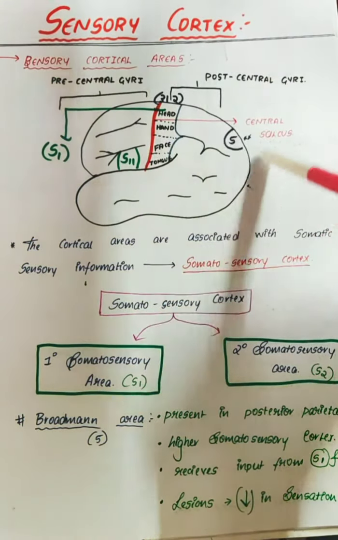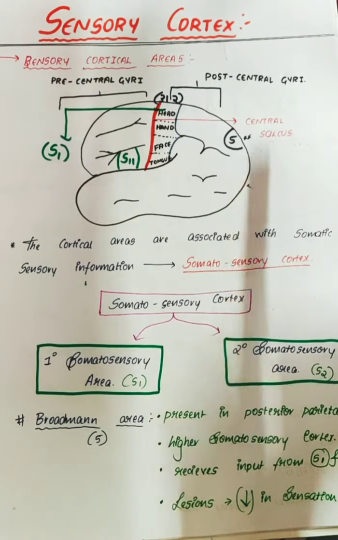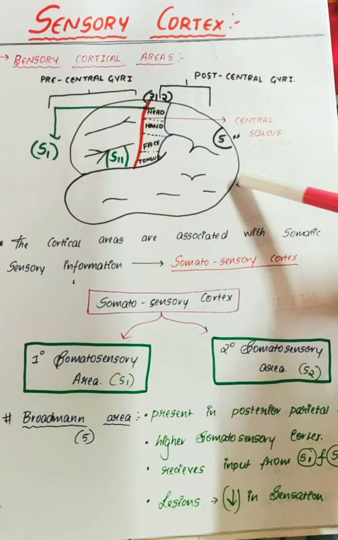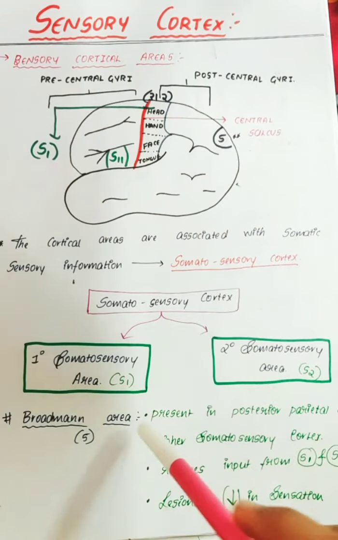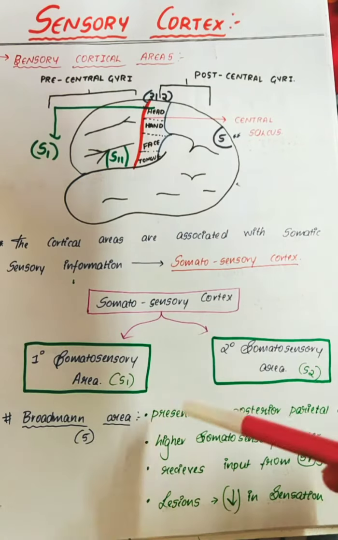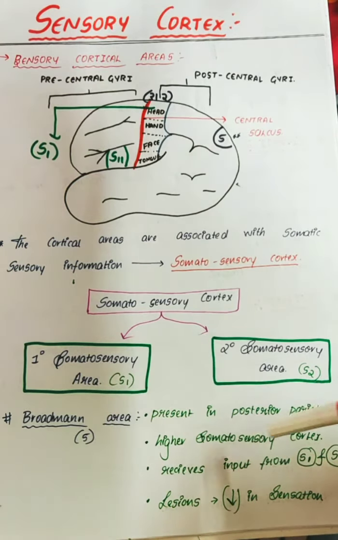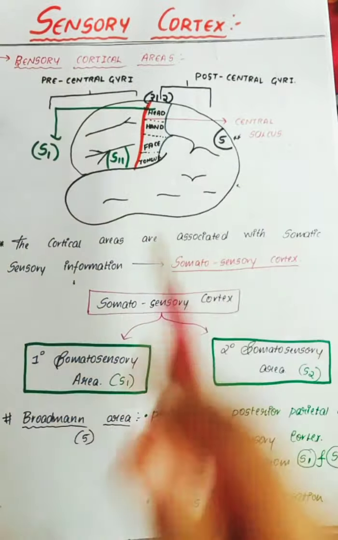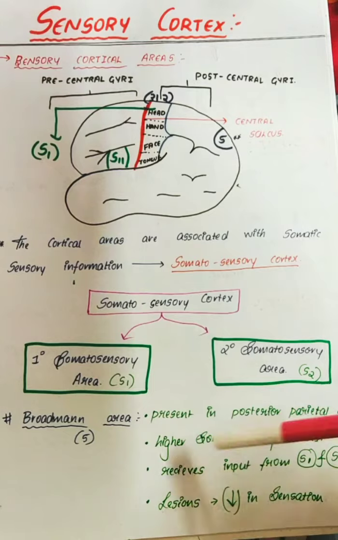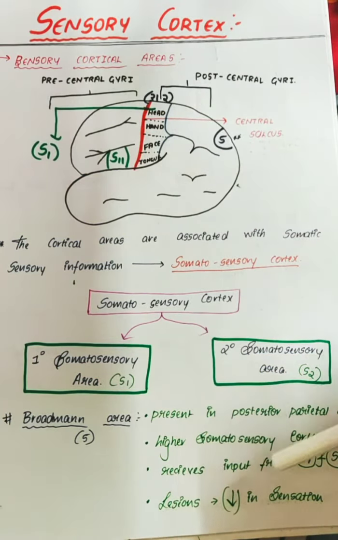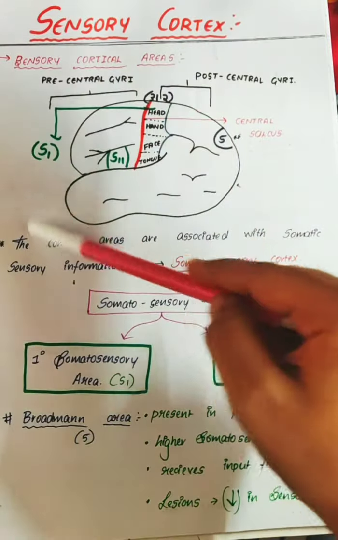There is another area called Brodmann's area, also called area number 5. It is present in the posterior parietal lobe of the brain. It is the higher somatosensory cortex. It receives input from S1 and S2. You can see that from both S1 and S2 the inputs will be received by Brodmann's area. So if there is any lesion in Brodmann's area, area number 5, there will be a decrease in sensation of our body. I'll be explaining this page once again.